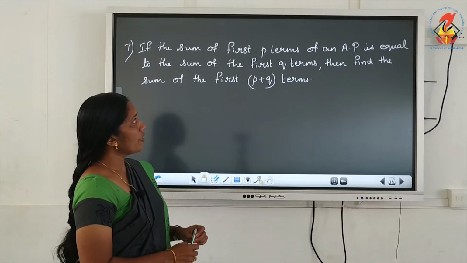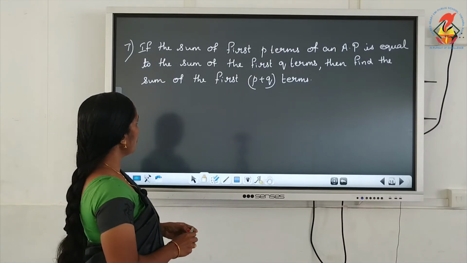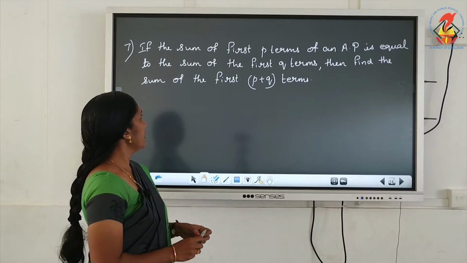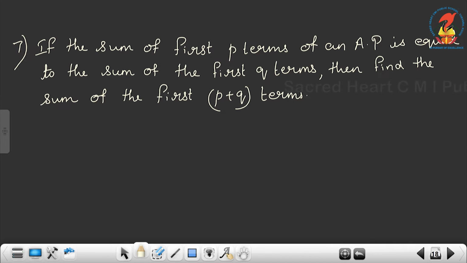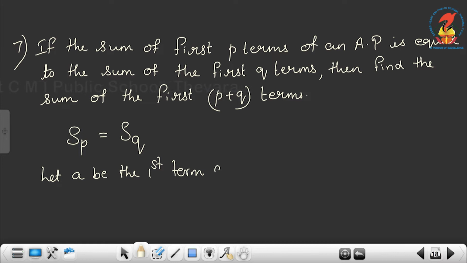If the sum of the first p terms of an AP is equal to the sum of the first q terms, then find the sum of the first p plus q terms. The sum of the first p terms is given as equal to the sum of the first q terms. Write the expression. Let a be the first term and d be the common difference of the AP.